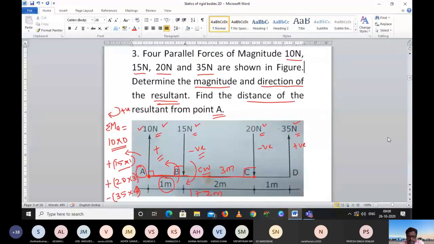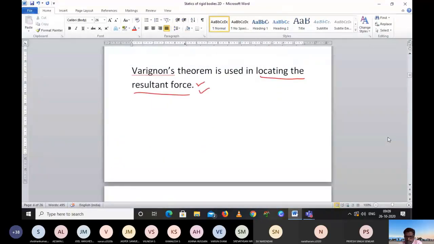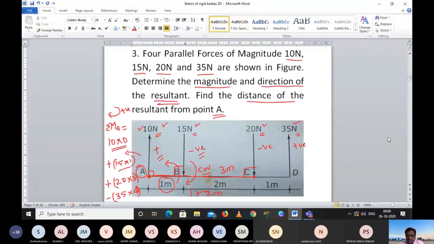And what is the purpose? We are using this theorem, I told you, to locate the resultant force. Those who have doubt in the calculation, please listen once again.